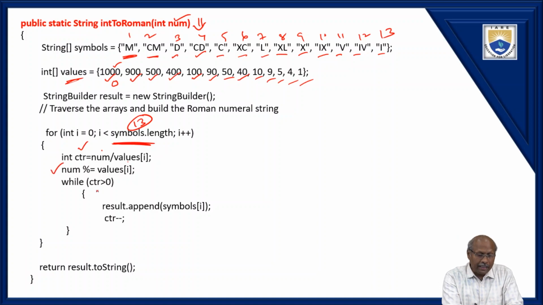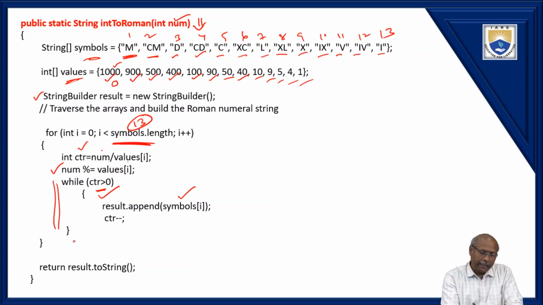If my counter is greater than 0, you print that many symbols, because for every value, the corresponding symbol of I, I am storing in a string builder. In the string builder, I am appending one by one. So how many times do I have to append? The counter times. If counter is 3, 3 times. If counter is 2, 2 times. If counter is 1, only 1 time. If counter is 0, no time.